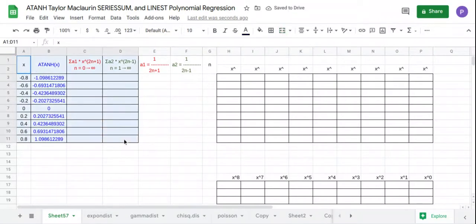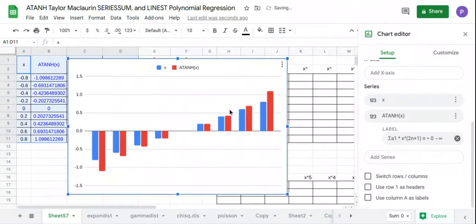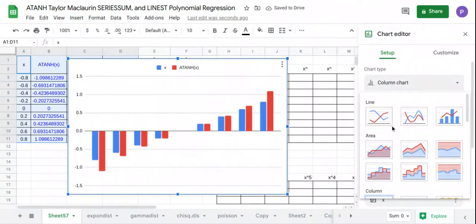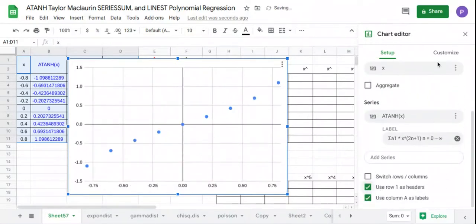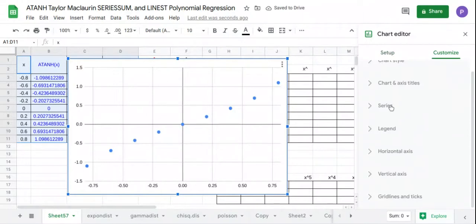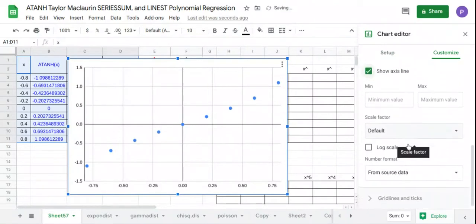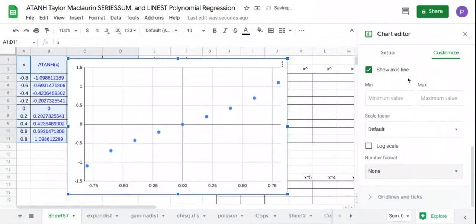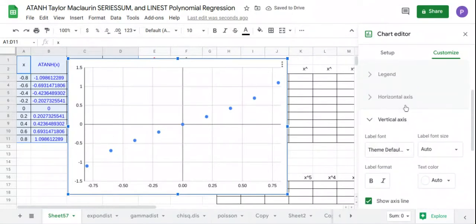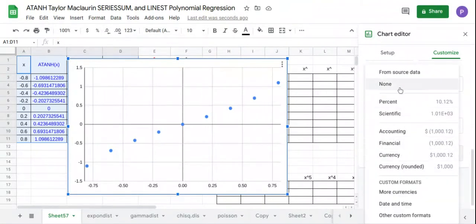And we'll chart this. Insert chart. And we'll use scatter chart. Use row 1 as header. And for the series, the vertical axis, we show the axis line, the number format, none. And for the horizontal axis, also the number format, none.